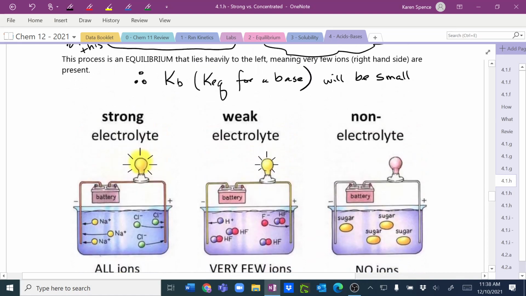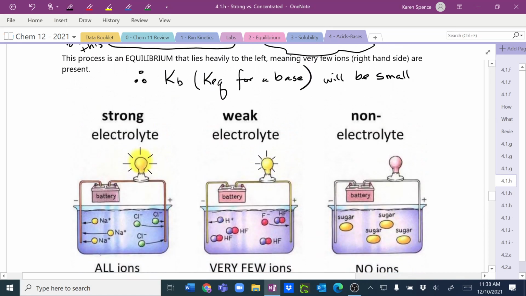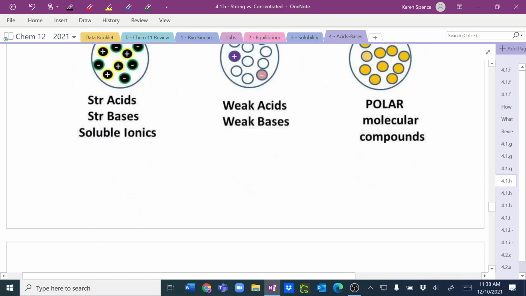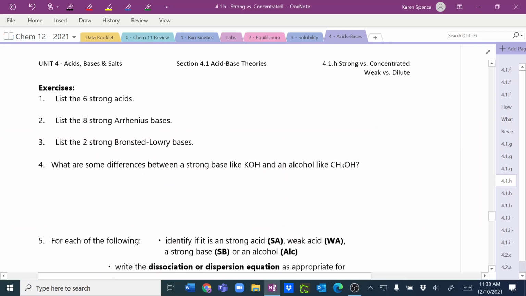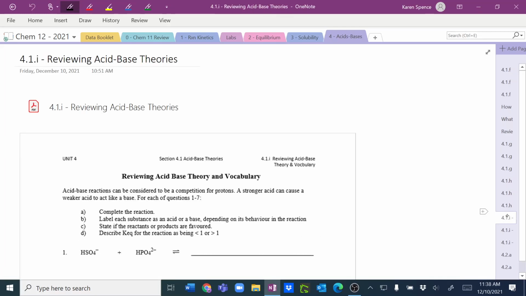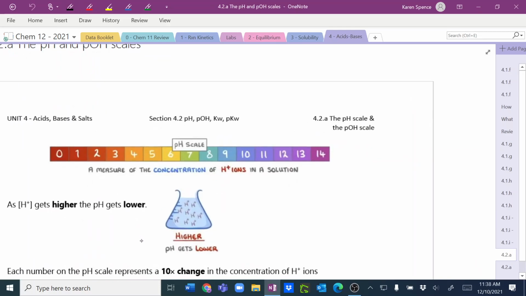Okay. Strong electrolyte, weak electrolyte, non-electrolyte. Like I said, I included this because I didn't have enough time to edit it. So if you want to do the exercises, you can, but I will not require it. Okay? This is optional. 4.1i is for homework, because it's just practice problems. But before we do that, I'm also going to teach you 4.2a.